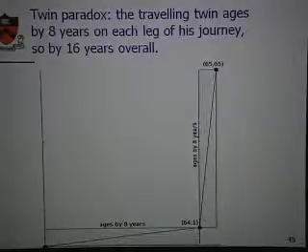Famous paradoxes of relativity theory. Namely, suppose we have two twins. I don't know who first invented it, maybe Einstein, I don't know. And one of them stays at home.